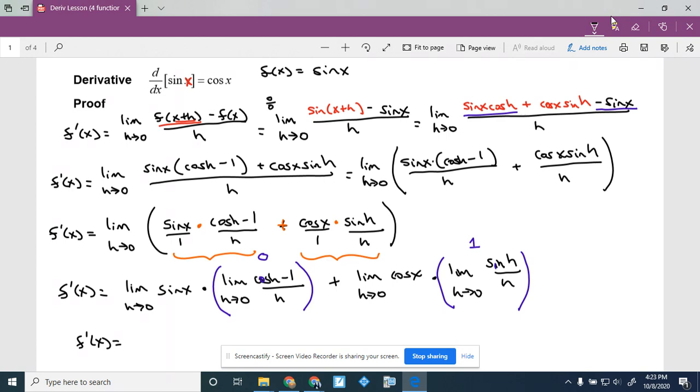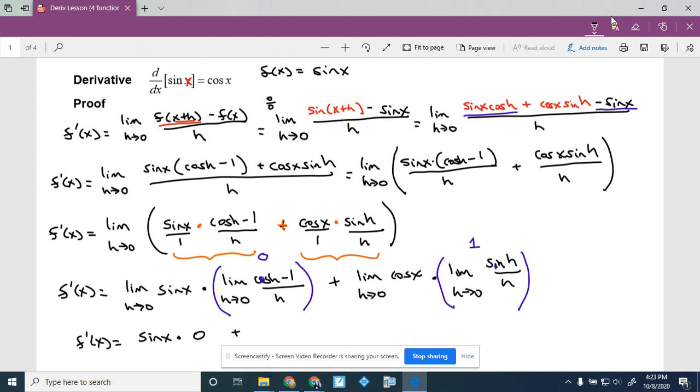So this isn't getting affected as h is varying. It's almost like you treat it like a constant. So the limit of sine x as h goes to 0 is just, in fact, sine x. This is 0, so sine x times 0, that's going to be 0.